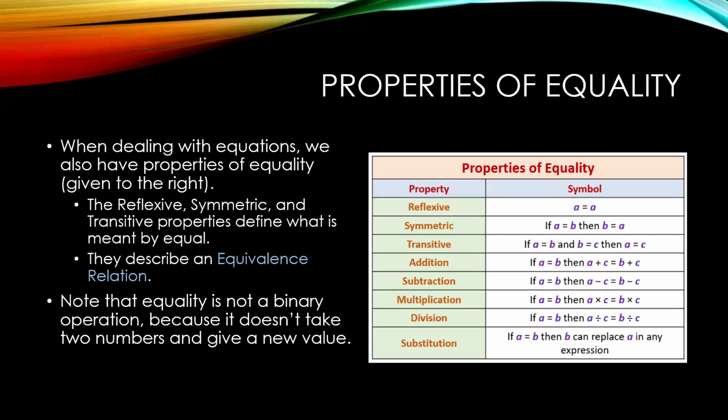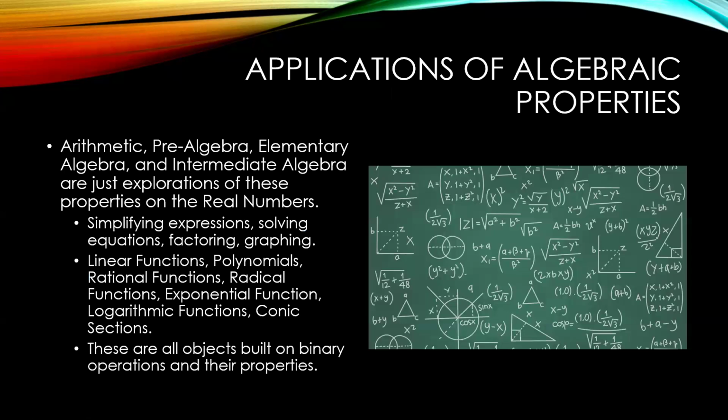From there, we have all of these other properties, the addition, subtraction, multiplication, and division. Those are often called the properties of equality, where if A is equal to B, then A plus C is equal to B plus C. They all kind of originate from this idea of substitution. If A is equal to B, then B can replace A in any expression. And so if you have A plus C, that's the same as B plus C. If we're saying A is equal to B, we can replace the A with B. Note the equality is not a binary operation because it doesn't take 2 numbers and give you a new value. Instead, it's more of a, hey, this is a true thing, and that's how it works.